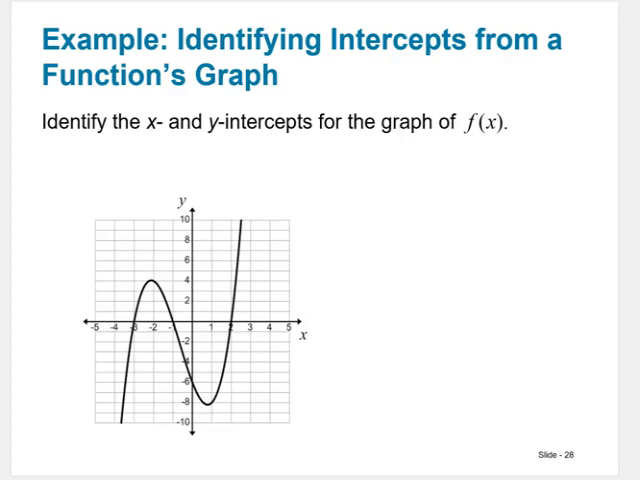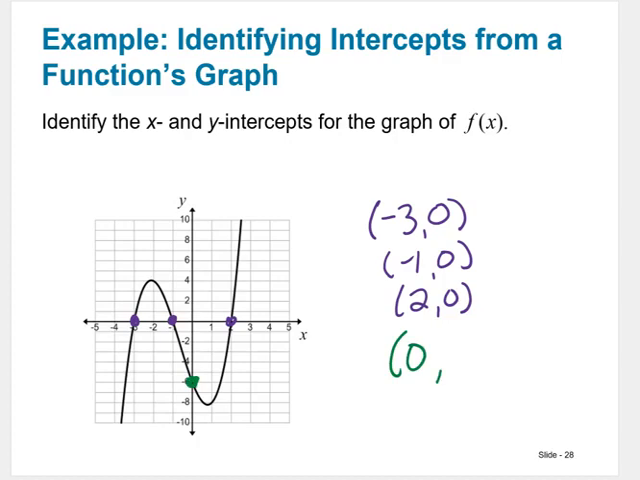Okay, so let's start with the x-intercepts, because those are kind of the easiest to see. You've got one right here, one right here, and one right here. So you've got -3, 0, you've got -1, 0, and you have +2, 0. And then if you want to find your y-intercept, you just have to look where it crosses the y-axis, which is right there, and that point is 0, -6. So there are your 3 x-intercepts and your 1 y-intercept. And you should be able to do that for any graph that you see.